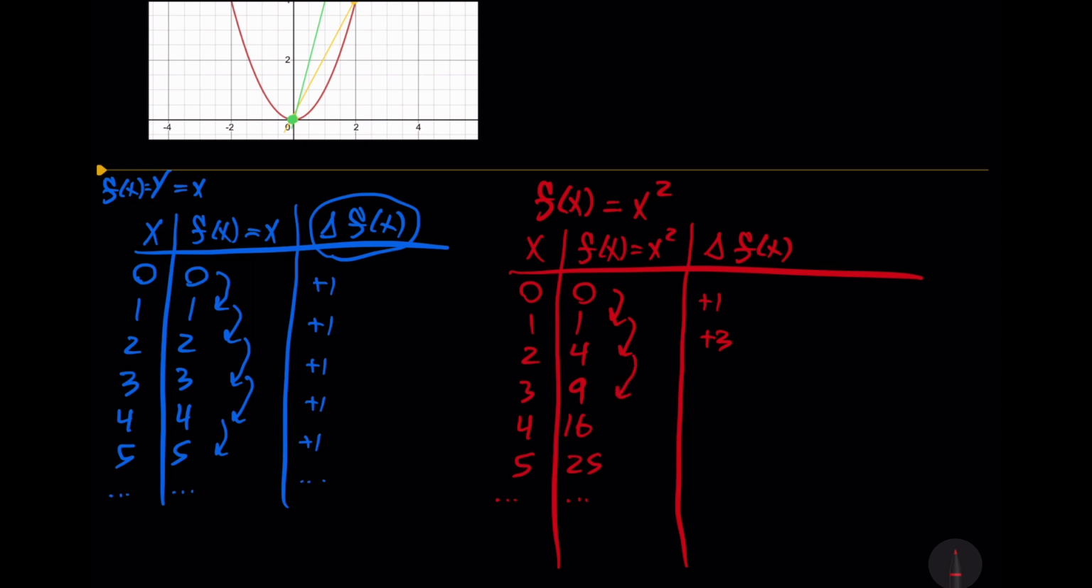4 to 9, well, that's a plus 5. 9 to 16, that's a plus 7. 16 to 25, that's a plus 9, and so on and so forth.